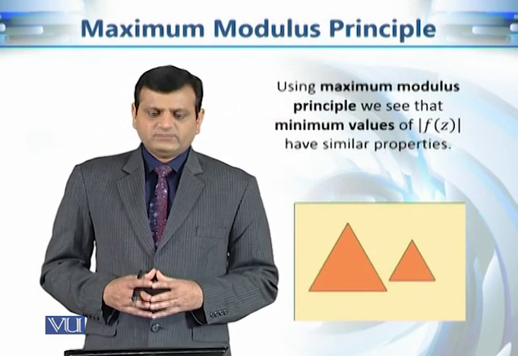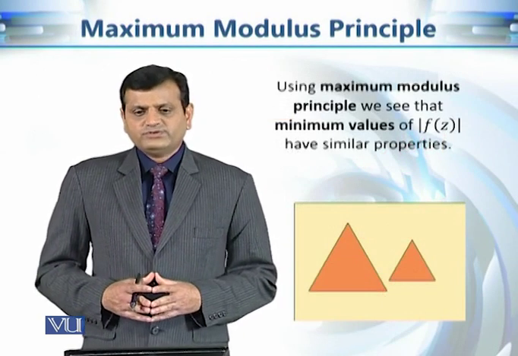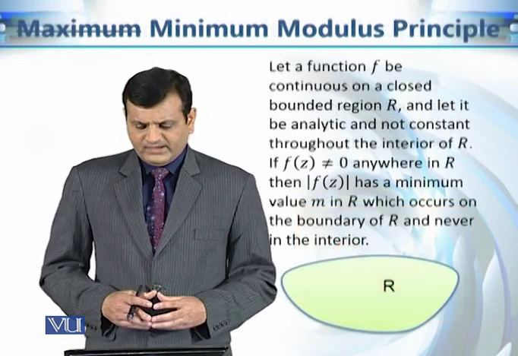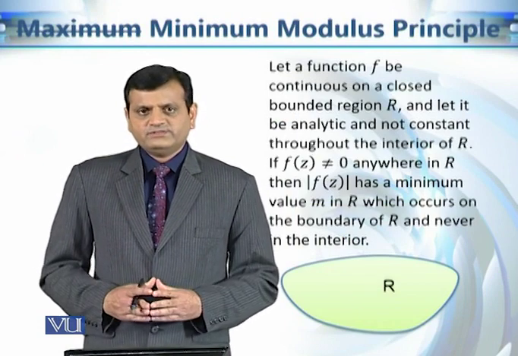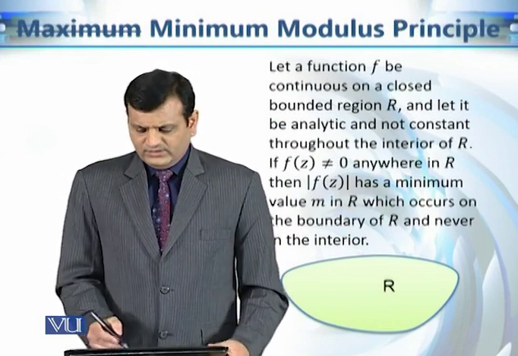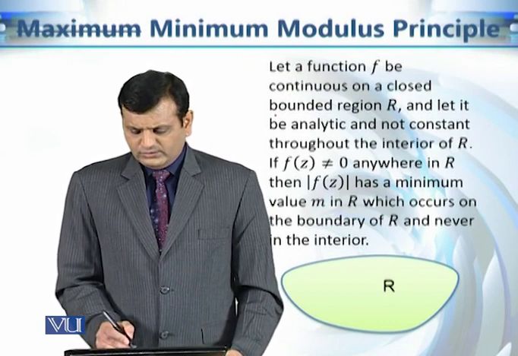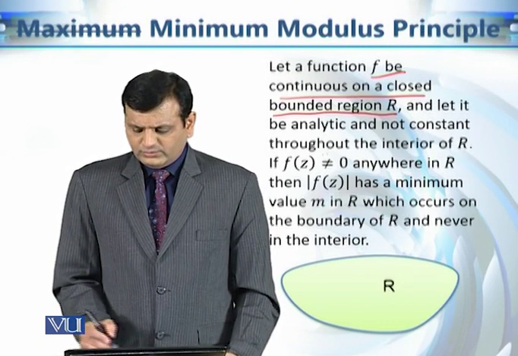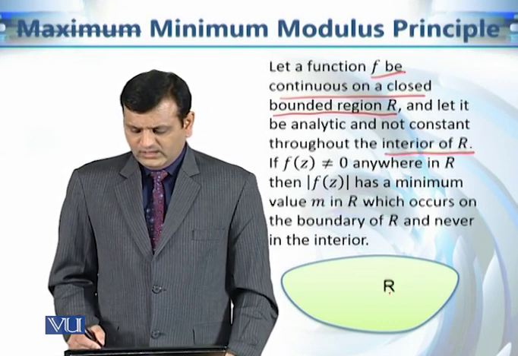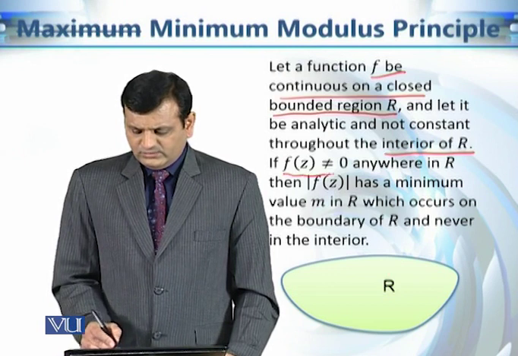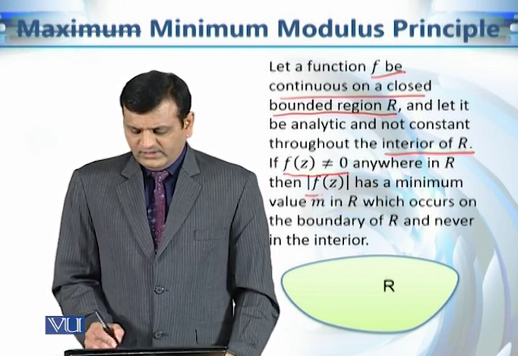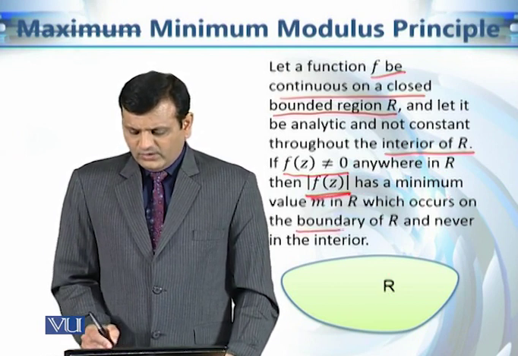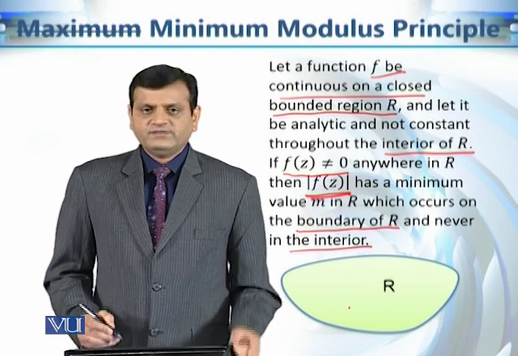Now using this maximum modulus principle, we can also talk about the minimum value of the modulus of a complex valued function, and hence this so-called minimum modulus principle. Under the same conditions, that is, the function should be continuous on the closed bounded region R, and it should be analytic and non-constant throughout the interior of this region R, and if f of z is not equal to 0 anywhere in R, then the minimum value of the modulus of f of z occurs at the boundary of R and never in the interior.